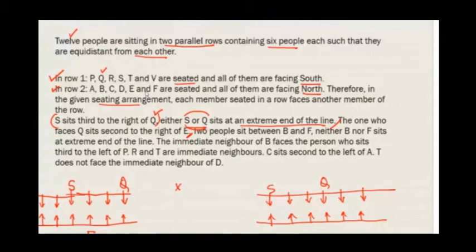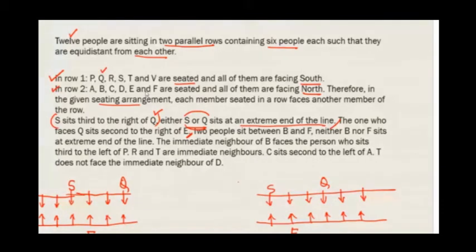Now, who is seated opposite to Q? We don't know who is seated opposite to Q. But we know the one who sits opposite to Q is second to the right of E. Now, similarly, you can arrange here as well. You can take E here. So second to the right of Q is nothing but E. One will be definitely wrong between these two arrangements.